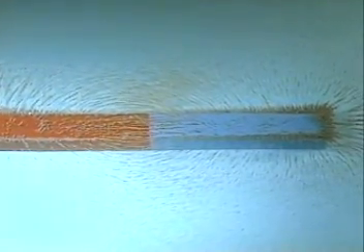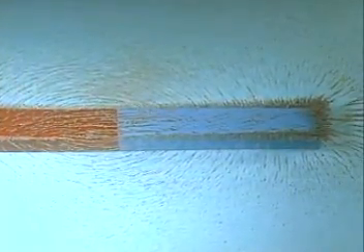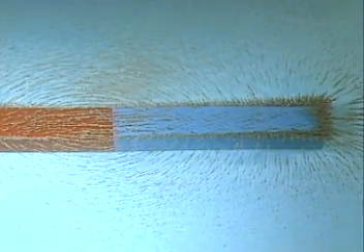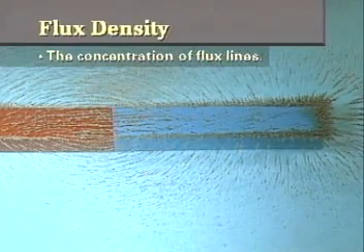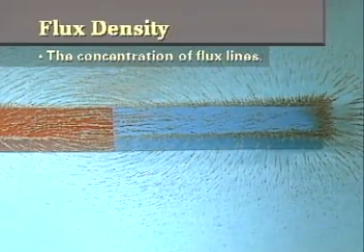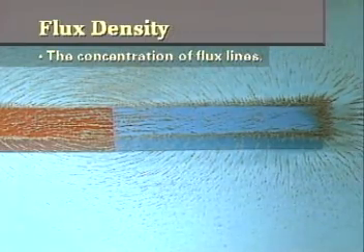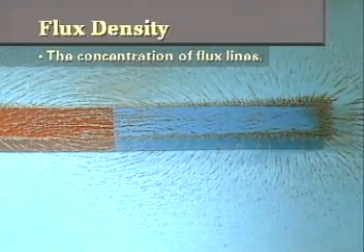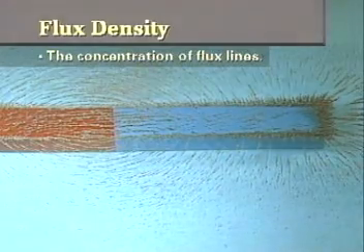The concentration of these flux lines defines the strength of the magnetic field. The concentration of the lines next to each other is called the flux density of the magnetic field. The more lines in one area, the greater the flux density. The greater the flux density, the greater the concentration of magnetic force. If a stronger magnet is used and the procedure is repeated, the iron filings are drawn closer together. This closeness indicates the flux density has increased.